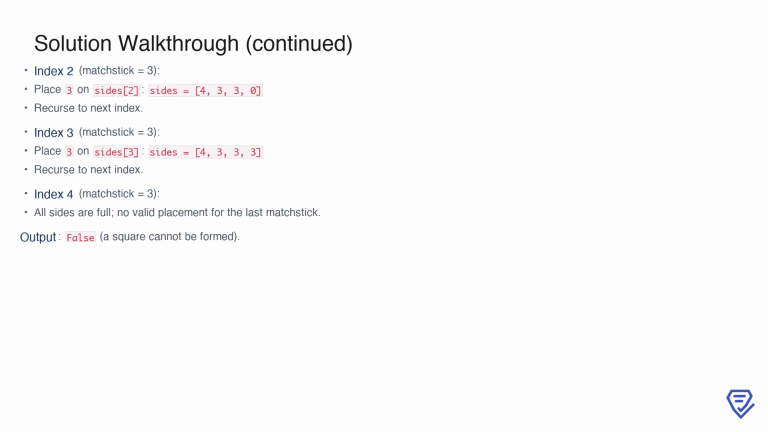For the third matchstick, which is 3, it is placed on the third side, giving us 4, 3, 3, 0. Then, the fourth matchstick, another 3, is placed on the fourth side, resulting in 4, 3, 3, 3. Now, for the last matchstick, which is also 3, we find that there is no valid side where it can be placed without exceeding the required side length of 4. At this point, the algorithm determines that it is impossible to form a square with these matchsticks. The output for this example is false.